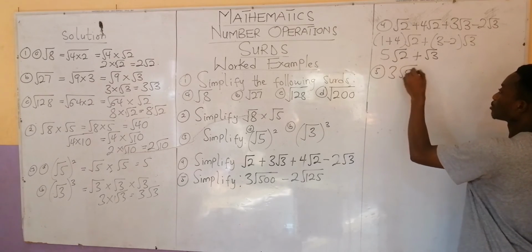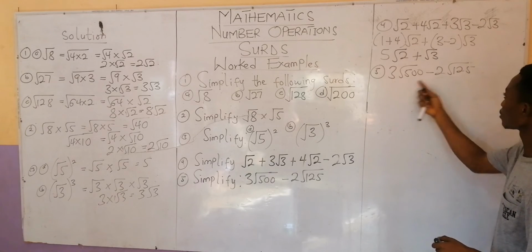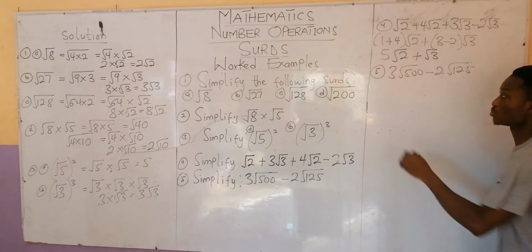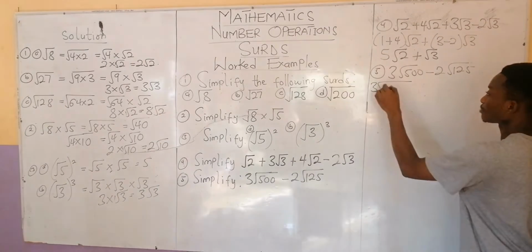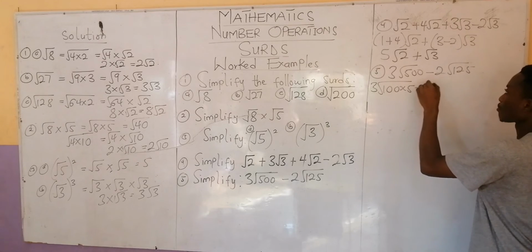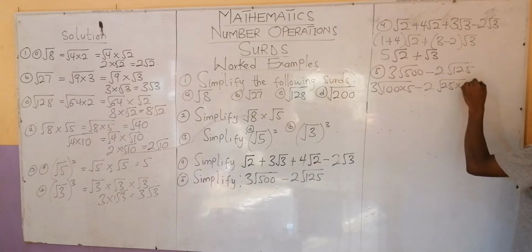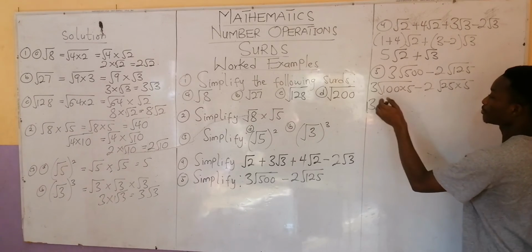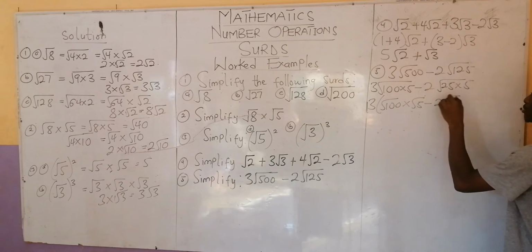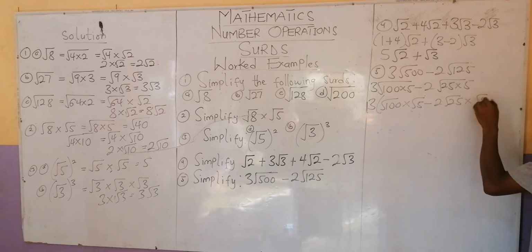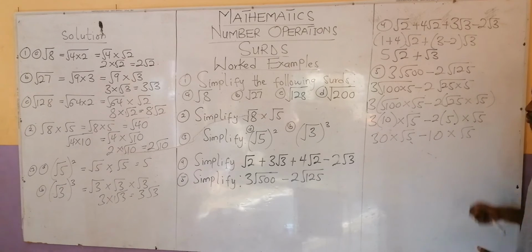3 root 500 minus 2 root 125. So here we are going to simplify the 2 roots. So I have 3. Now 2 numbers that multiply into 500: 100 times 5. 2 numbers that multiply to give me 125: 25 times 5. So I can write this in a different way as root of 100 times root of 5, and root of 25 times root of 5. So 30 times root 5 minus 10 times root 5.